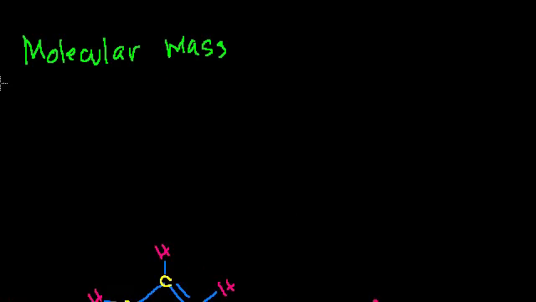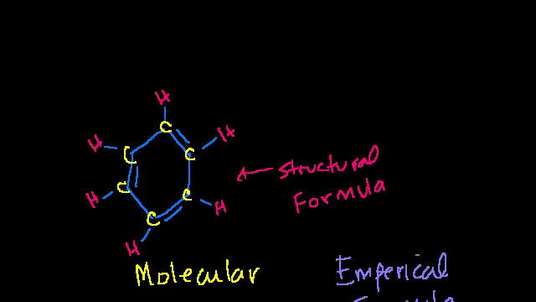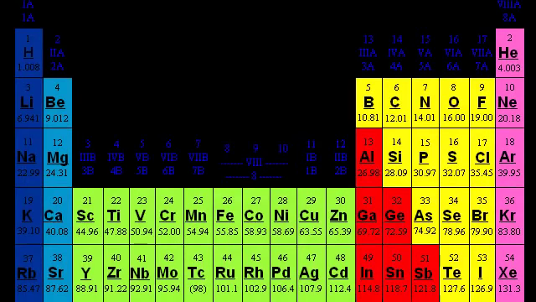So let's do benzene. You have 6 carbons and 6 hydrogens. So what's the mass of each carbon? Let's go down to the periodic table. And just to give proper credit, I got this off of the Los Alamos National Laboratory's website. So let's see, the atomic mass of carbon.